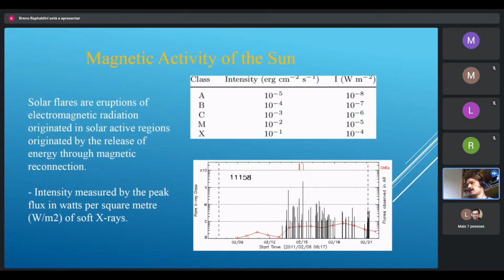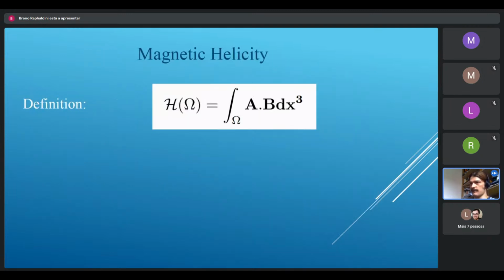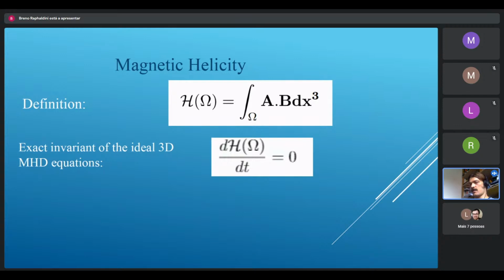In order to study these events, and in particular the magnetic fields in solar active regions, a quantity that has been used before is the magnetic helicity. Magnetic helicity is defined as the integral of the product of the magnetic vector potential and the magnetic field. It's an important quantity in magnetohydrodynamics, because it is conserved by the dynamics in the case of ideal MHD, which means when dissipation is neglected.